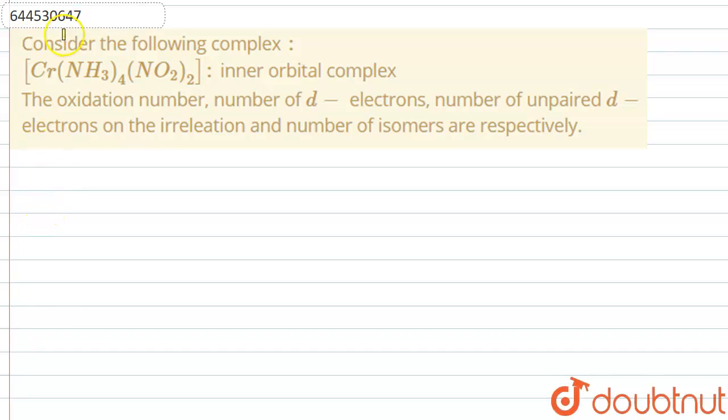So the question we have is, consider the following complex. Okay, so this is the given complex. It is a kind of inner orbital complex. Okay, so we have to find out the oxidation number, the number of d electrons, number of unpaired d electrons on the complex, and number of isomers. So we have to find out 4 things regarding this complex, that is oxidation number, number of d electrons, number of unpaired d electrons, and number of isomers. Okay, so we will do it one by one.